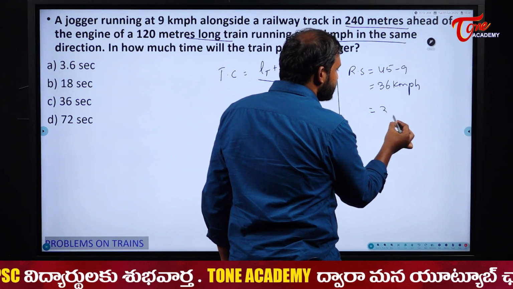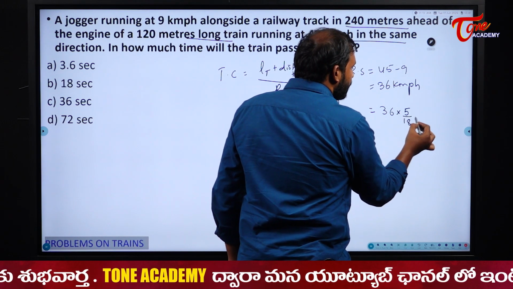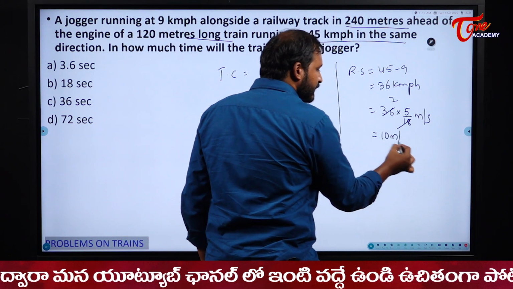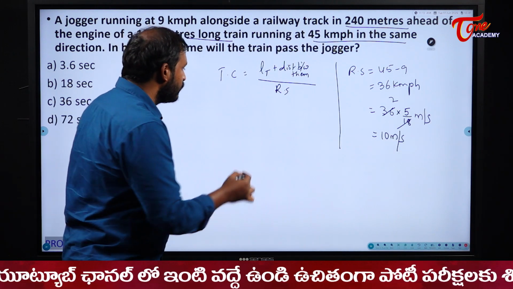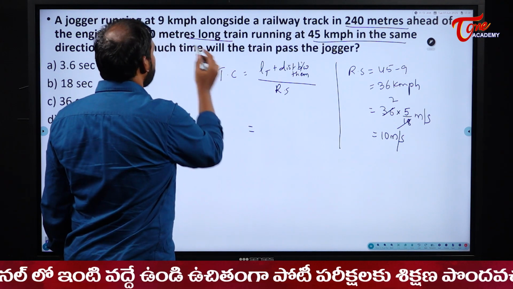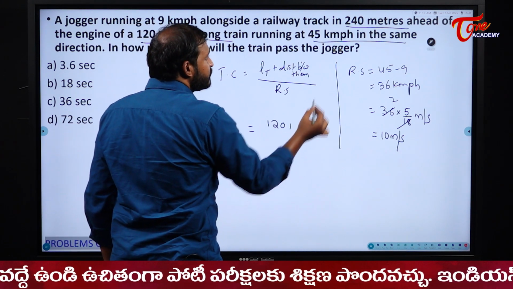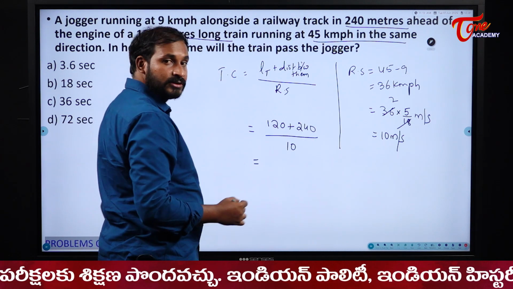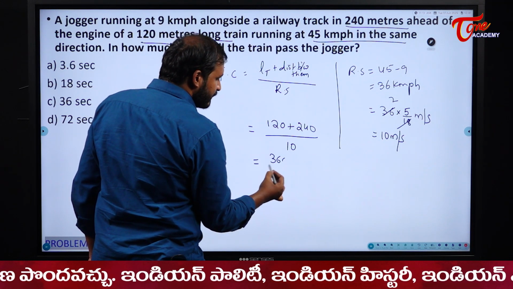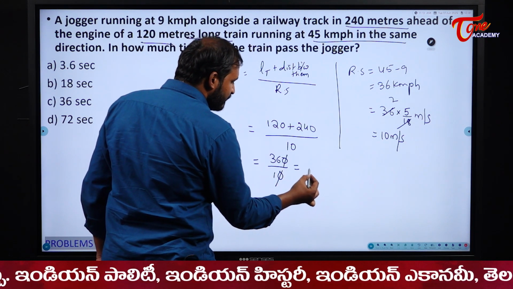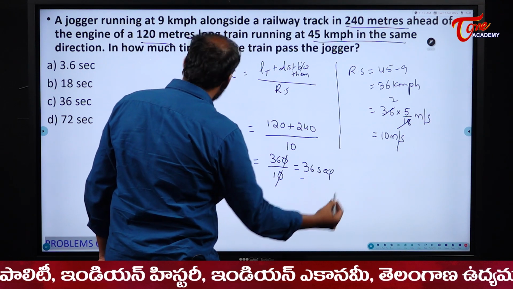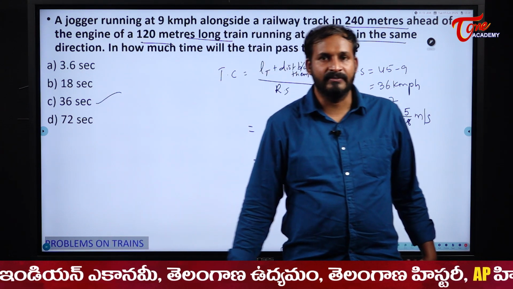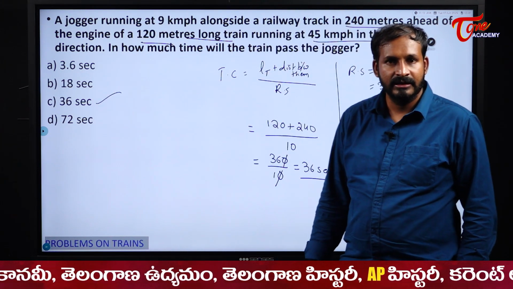As I already told you, we will convert this kmph into meter per second. So this will become what? 36 into 5 by 18 meters per second. So, 18 ones, 18 twos, it will become what students? 10 meters per second. Now, time taken to cross. Length of the train is how much? 120 meters. And the distance between them is what? 240 meters, by 10, that is the relative speed. So what happens to this? 360 by 10. The zeros get cancelled. So it will become what? 36 seconds. That means the train will cross the man in 36 seconds here. Okay, right?